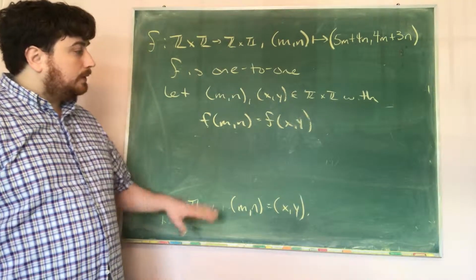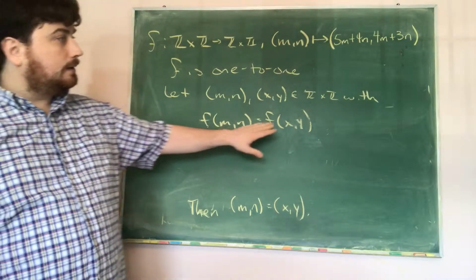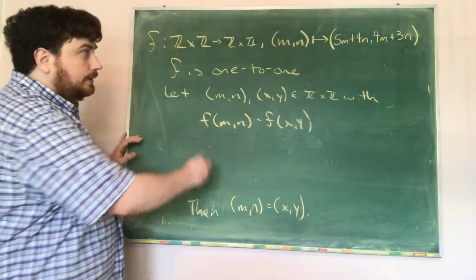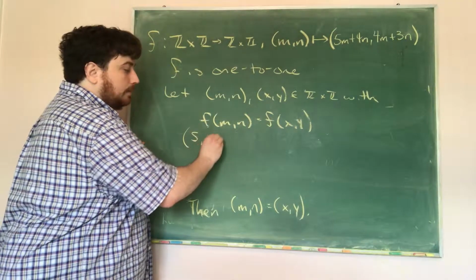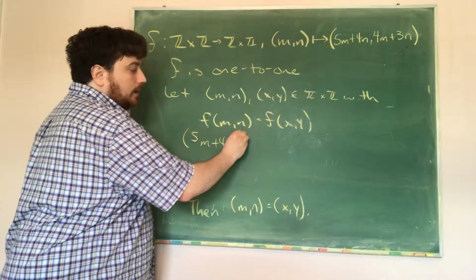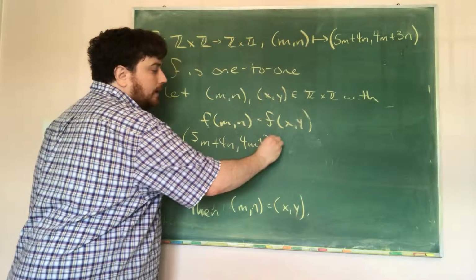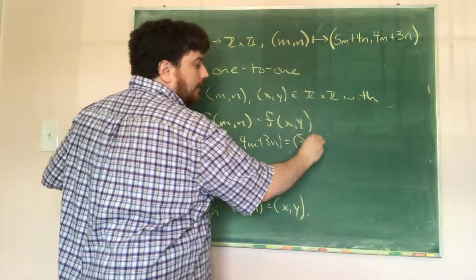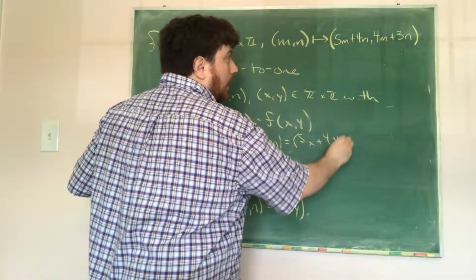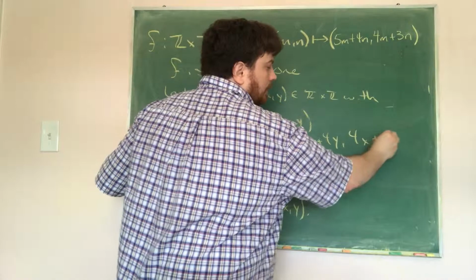So now, in order to prove this, what we have to do is think about what this looks like and what this looks like. And so this would mean that 5m plus 4n, comma 4m plus 3n is equal to 5x plus 4y and 4x plus 3y.